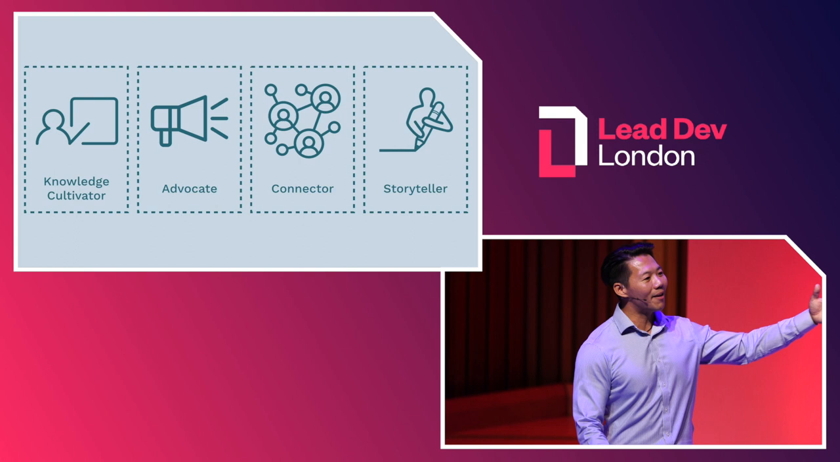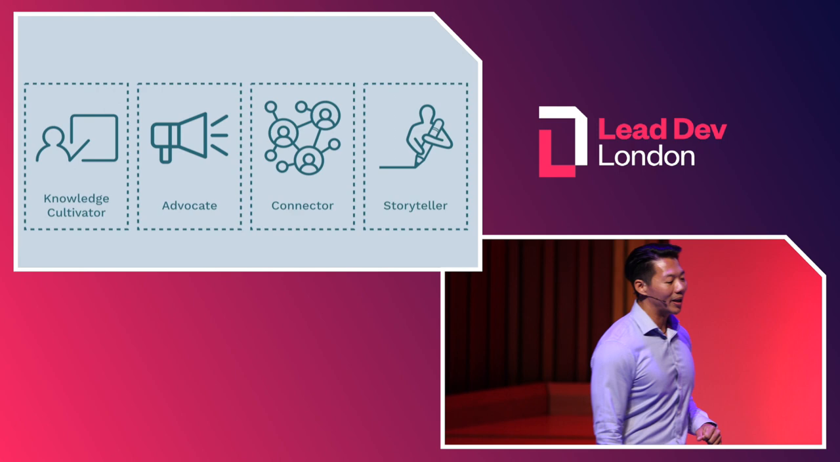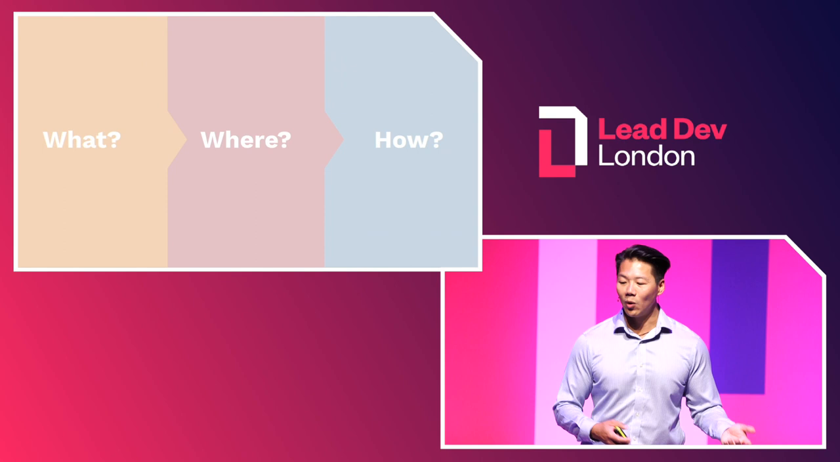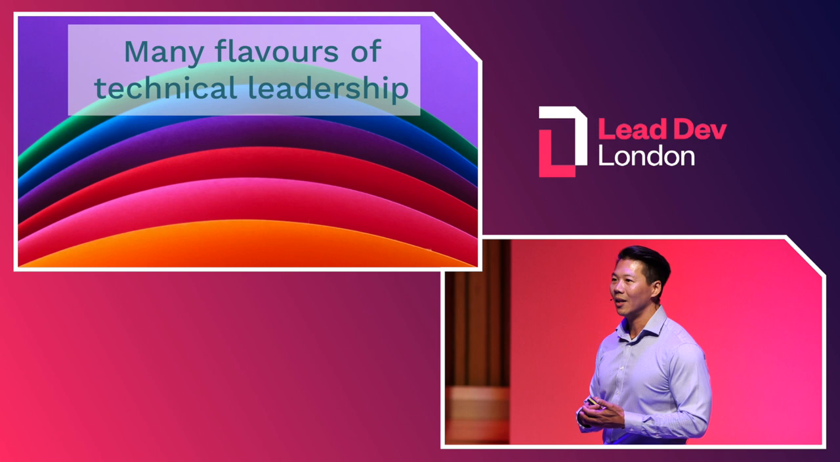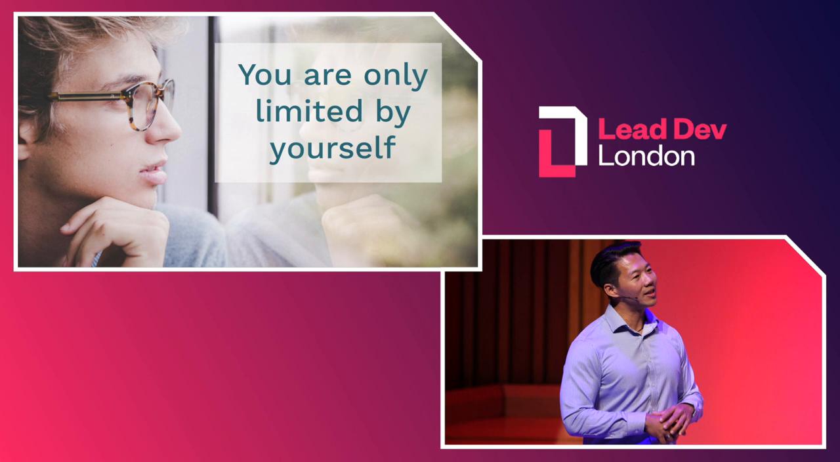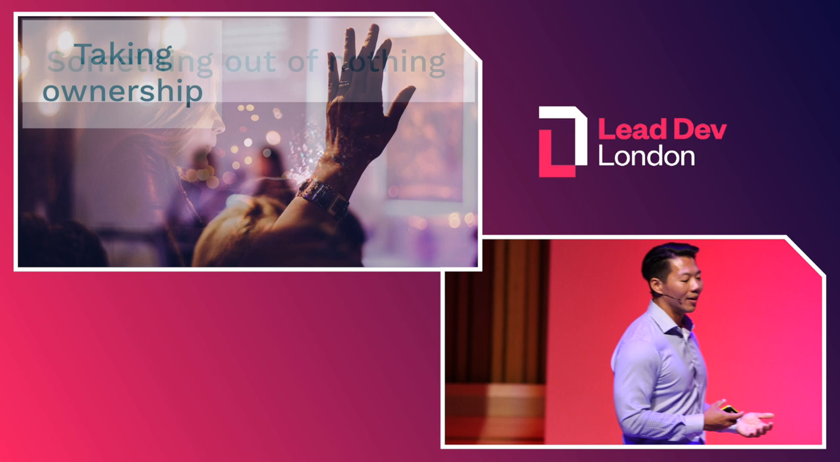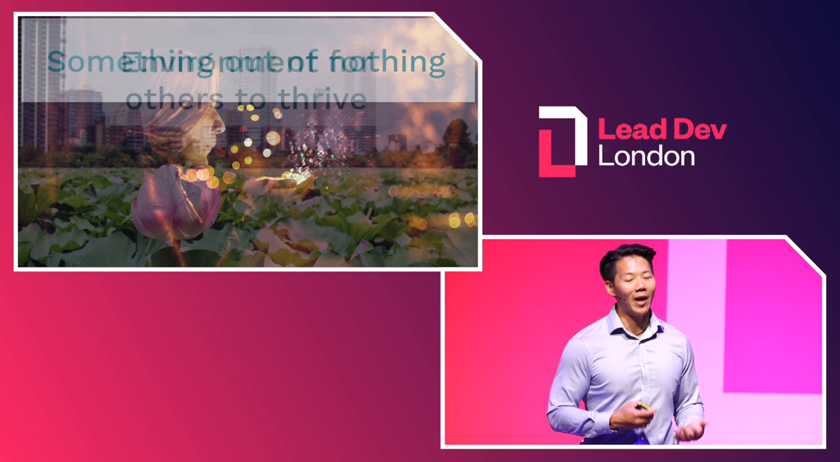So what can we learn from these patterns and flavors? Well, we've looked at different types of leadership about the what, the where, and the how. And what we've learned is that there are many flavors of technical leadership. You're only really limited by yourself, and all it really takes is the act of taking ownership of something. It's about creating something out of nothing. It's about multiplying others and creating an environment for other people to thrive.